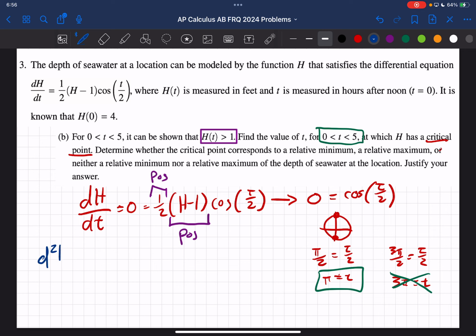So I need to find the second derivative of this equation. Now, this is going to require the product rule. So the derivative of the first part, that's going to be dh/dt. Then I'm going to leave cosine alone.